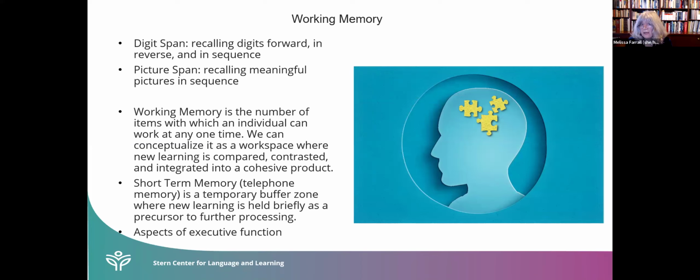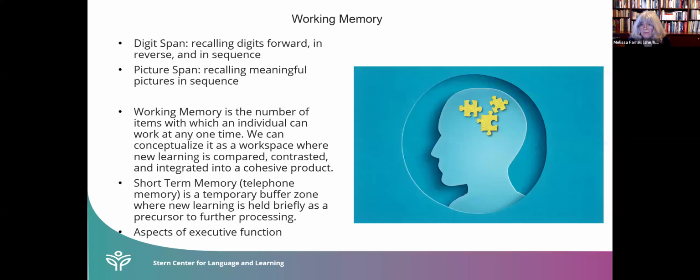So, Wechsler scales, most models of intelligence have a place for working memory. I think about working memory as a cognitive workspace, like a platter. We take in new information, we put it on our platter, we mold it and manipulate it with the things that we already know, so that then we can store it for permanent access.